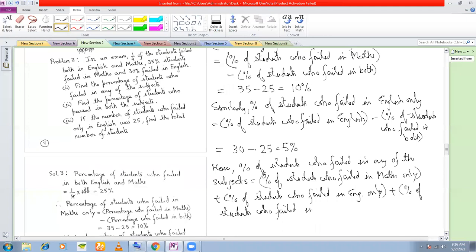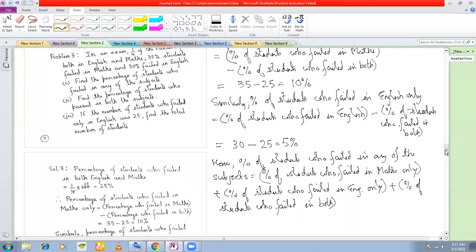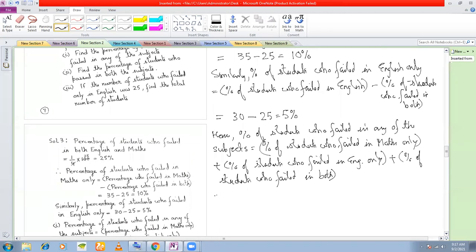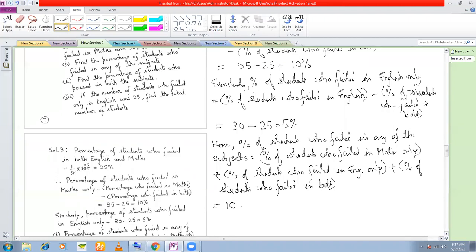Sir, why will we add the percentage of students who failed in both? Because any of the subjects means either English or maths or both the subjects. If I tell you that you have failed in any of the subjects, you might have failed in both also, or you might fail in one, or in the other. So the first statement is for maths, second for English, and third for both. So 10% plus 5% plus 25% failed in both. That means you get 40.